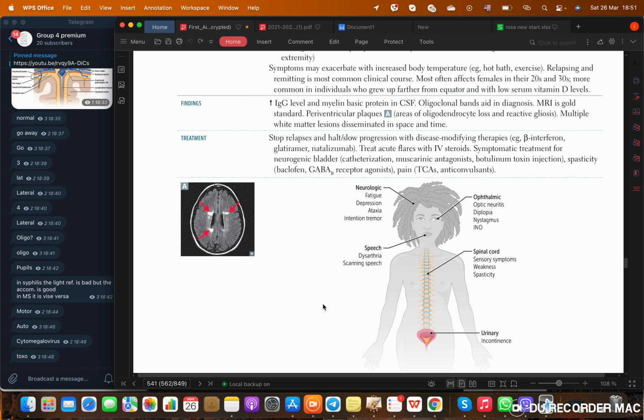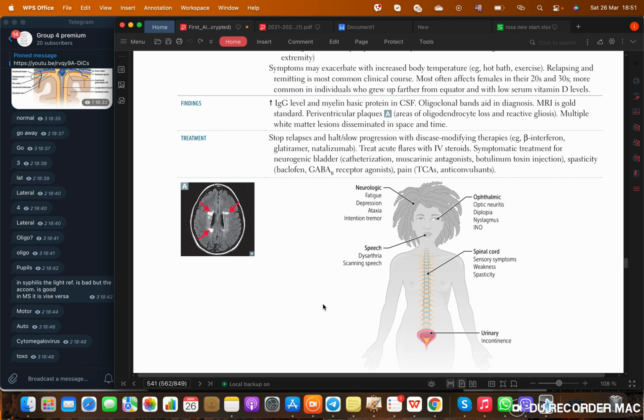However, symptomatic treatment for the neurogenic bladder can be done. Remember, neurogenic bladder, they cannot be continent. So you have to catheterize them, give a muscarinic antagonist to make them able to hold urine. So if they wet themselves so much, basically, you will give a muscarinic antagonist to make them stop the incontinence. And botulinum toxin injection sometimes if they have constant contraction, which can occur in neurogenic bladder.